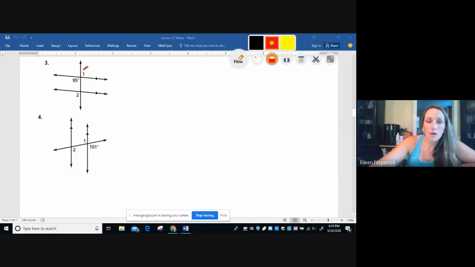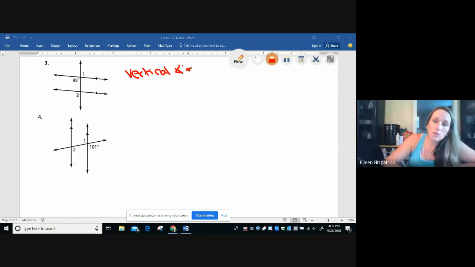Okay. So now what's the relationship between angle 1 and the 95-degree angle? And then what's the relationship between the 95-degree angle and angle 2? Well, hopefully we see that they are vertical angles, which has nothing to do with the parallel lines. So I'm just going to say vertical angles congruent. So because vertical angles are congruent, I know the measurement of angle 1 equals 95 degrees. Right? This is also a 95-degree angle.